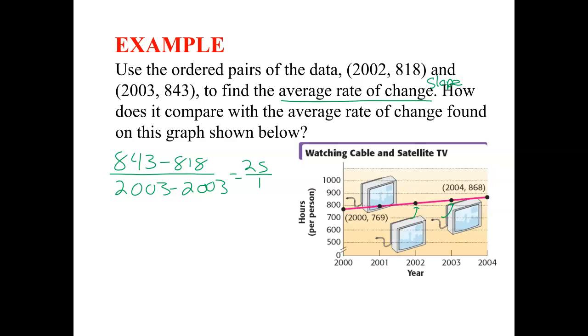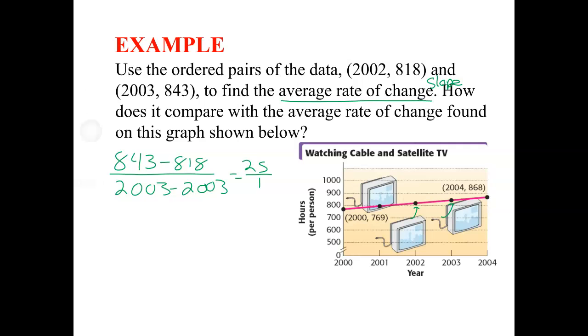What does that mean? So for every year, okay, 25 what? 25 hours per person. So the amount of TV consumed per person increases by 25 hours a year, from 2002 to 2003. Okay, so it went up 25 hours per person.